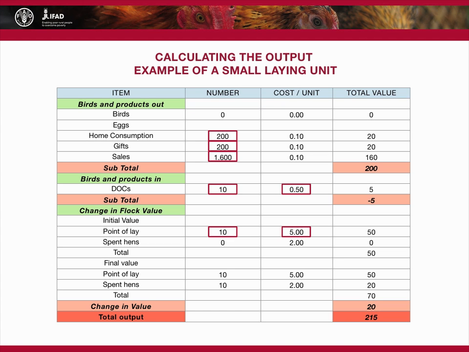At the end of the year, the original hens have become spent hens and are now worth only $2 per bird. The day-old chicks are mature enough to lay eggs and are worth $5 per bird. The total output from the layer unit is $215, composed of $200 for the birds and products, $20 for the change in flock value, and a negative output of $5 for the purchase of day-old chicks.